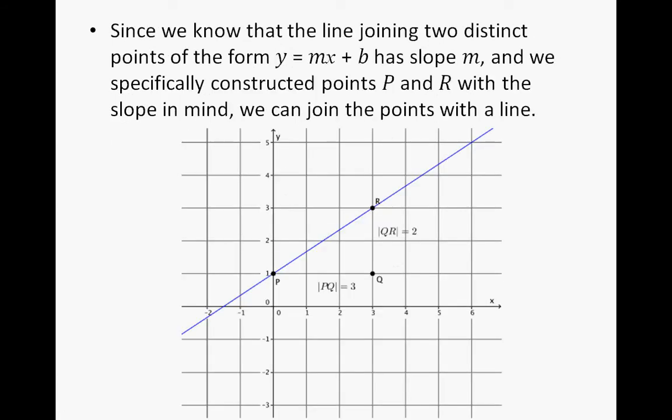So since we know that the line joining 2 distinct points of the form y = mx + b has a slope of m, and we specifically constructed points P and R with the slope in mind, we can join the points with a line.